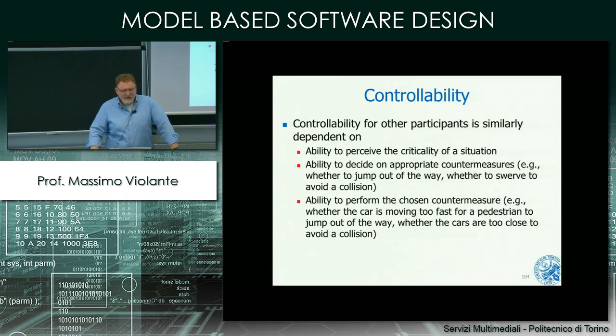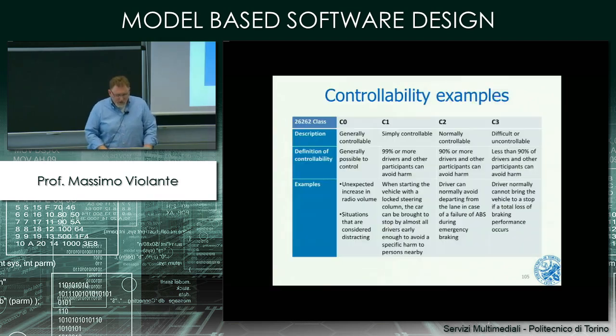And for the other person that could be involved, it is the same. Is the person involved able to see that there is a car approaching, so the person can move away from the trajectory of the car? These are the things that we have to consider when defining the controllability. The controllability examples are this one.